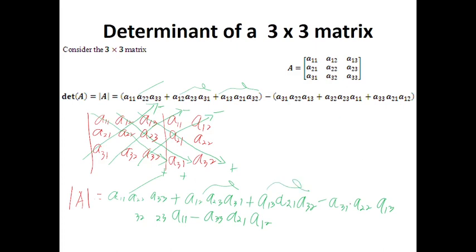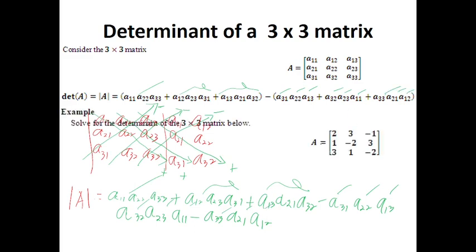Then pinactor out yung minus sign. Okay. Pinactor out yung minus sign. So A31, A22, A13. Ito siya. Then A32, A23, A11. Okay. Then ito. So ganun lang siya, no?